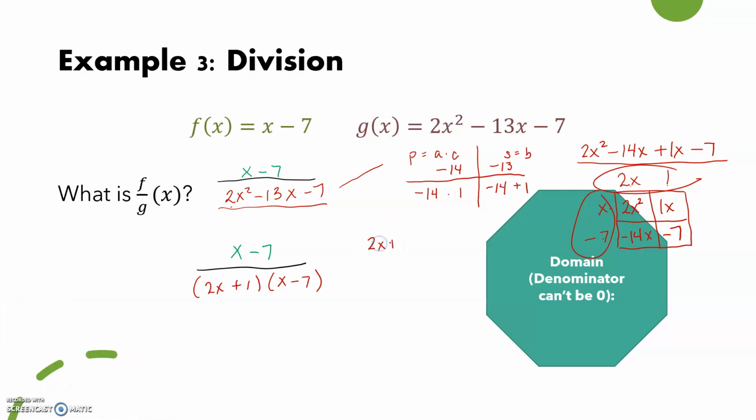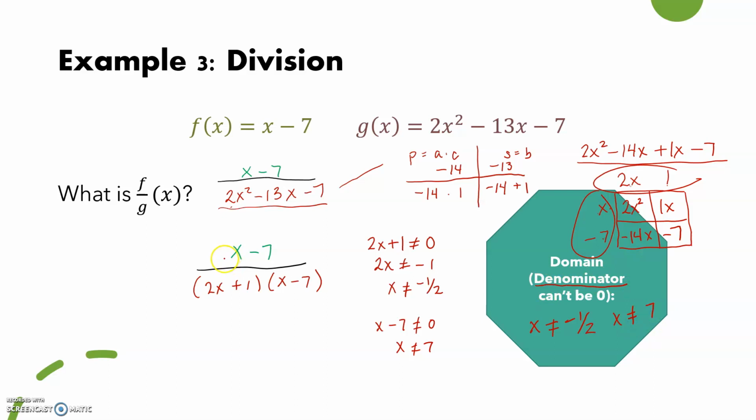We're going to say 2x plus 1 can't be 0. If I solve for x, I'd have 2x can't be negative 1, or x can't be negative a half. So that's part of my domain. And the other part of my domain is that x minus 7 is not 0, or x can't be 7. Both of those came from the denominator. I don't care if the numerator is 0, but the denominator can't be 0.